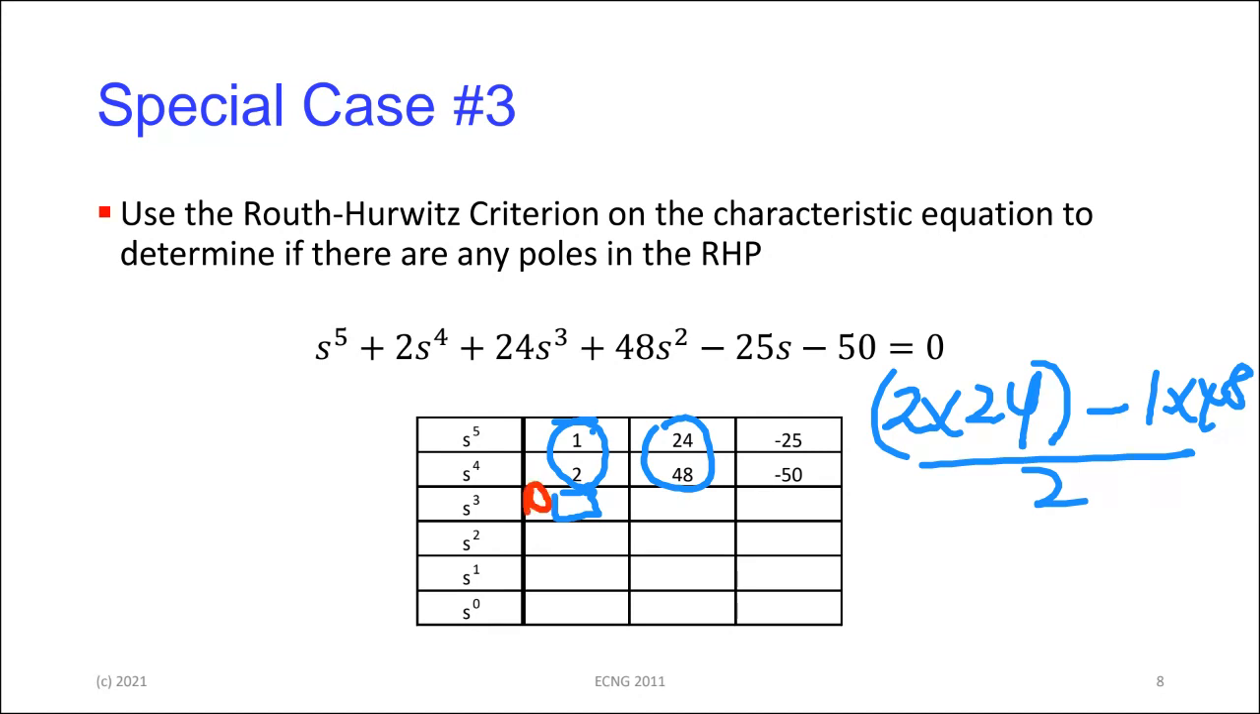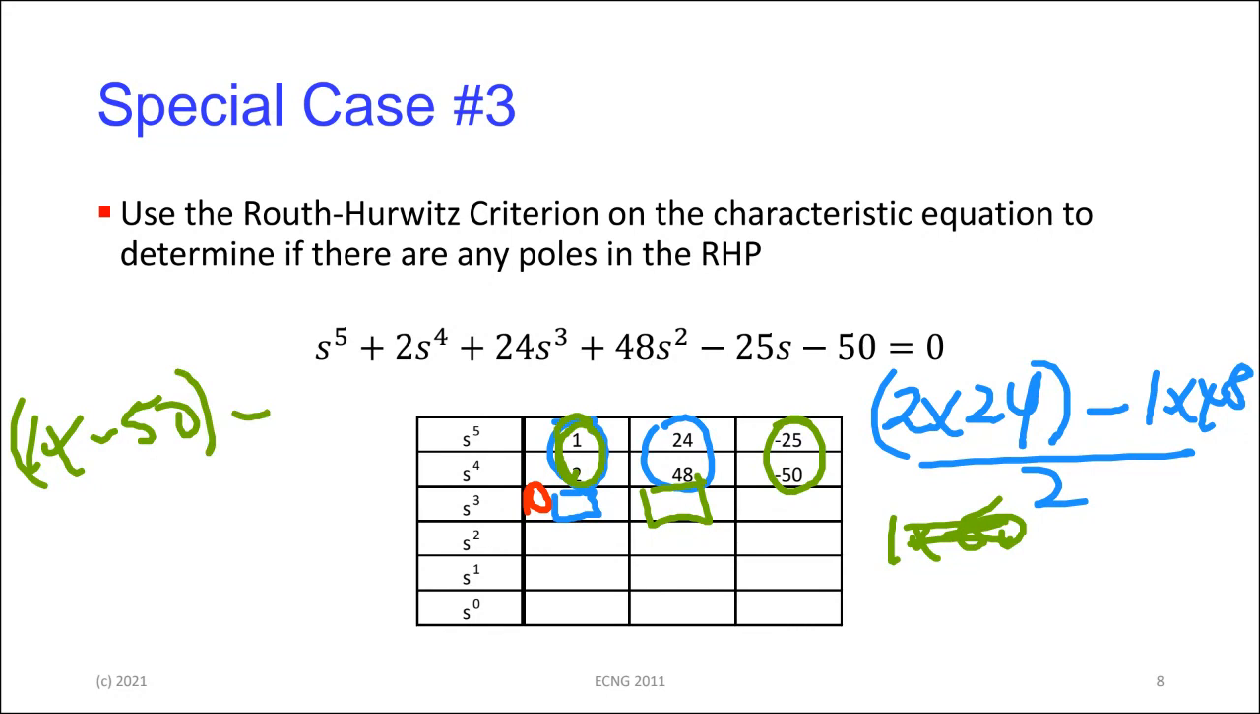And then the next value here, you're taking this and this now. So it's going to be (2 by minus 50, minus 1 by minus 25)... let me write it here. That is (1 by minus 50 minus 2 by minus 25) all over 2. So this is minus 50 plus 50, and you're going to get another 0 here.